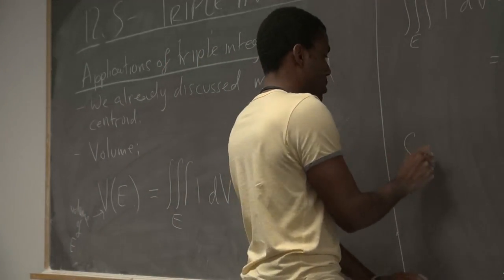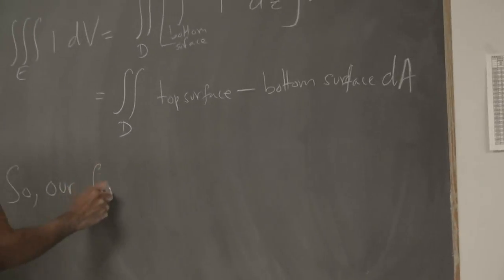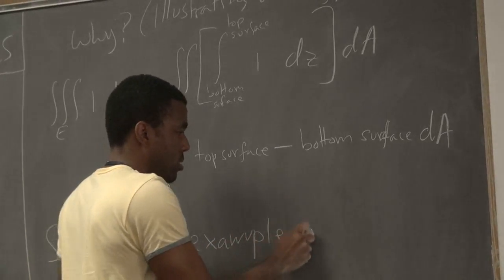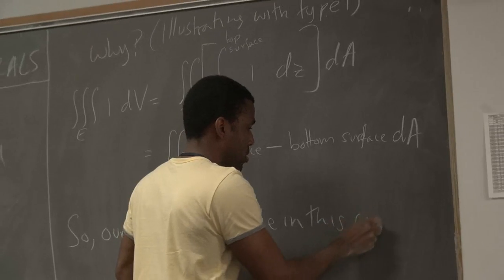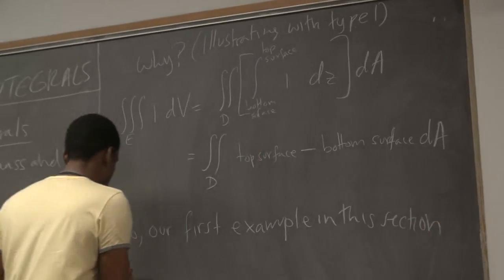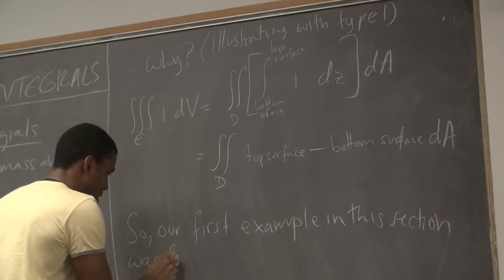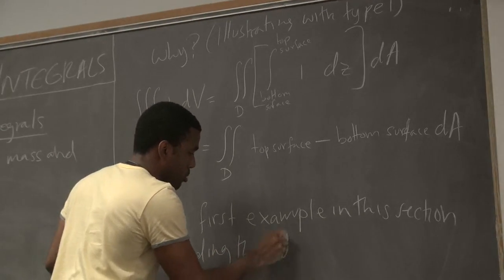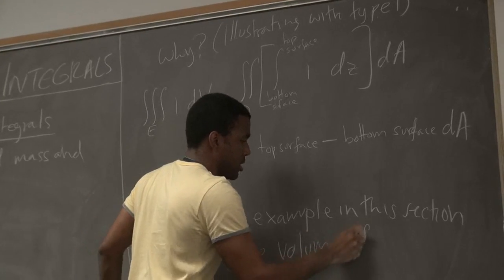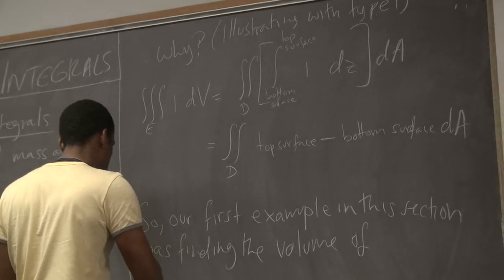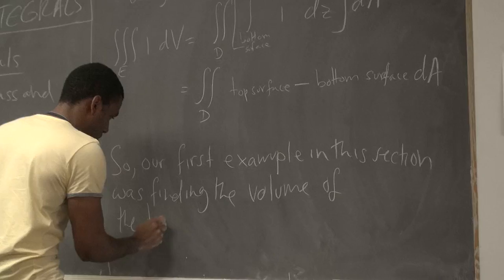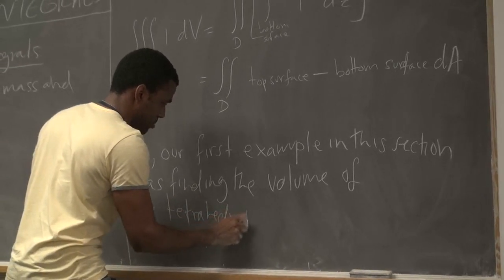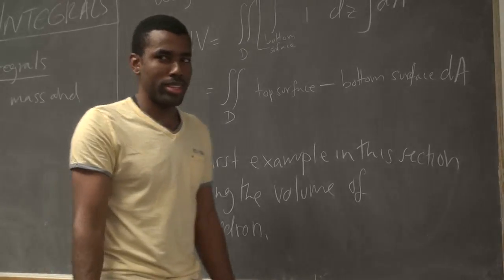So our first example in this section was finding the volume of the tetrahedron. The 1d4.